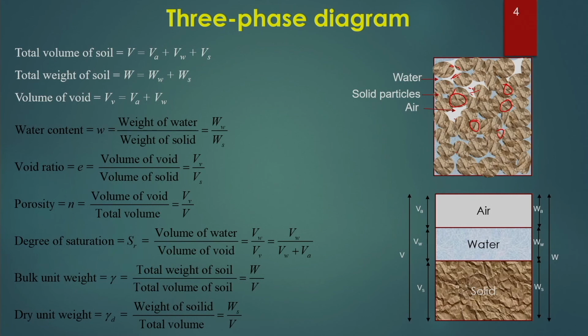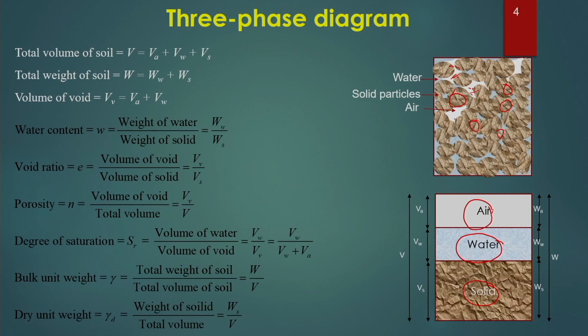If we segregate all these particles into three different forms, then we will get this diagram. This is known as a phase diagram. In this phase diagram, we will divide the soil into three parts. First, the soil is made of solid. Since the soil solid is heavier, we will put it at the bottom. Second is the water. Third is the air. Since air, water and solid are all there, this diagram is known as a three phase diagram.